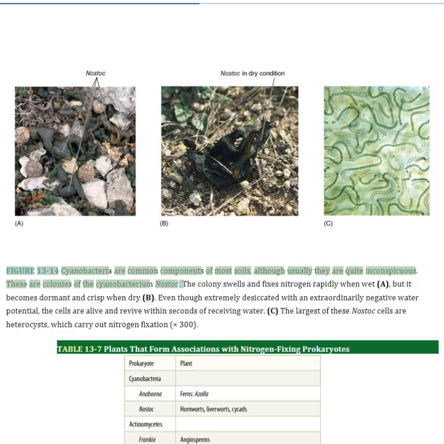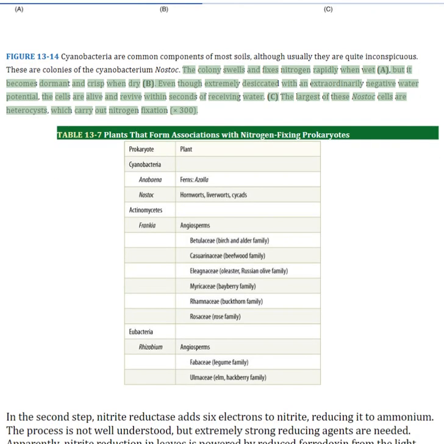Figure 13.14: Cyanobacteria are common components of most soils, although usually they are quite inconspicuous. These are colonies of the cyanobacterium Nostoc. The colony swells and fixes nitrogen rapidly when wet, but it becomes dormant and crisp when dry. Even though extremely desiccated, with an extraordinarily negative water potential, the cells are alive and revive within seconds of receiving water. The largest of these Nostoc cells are heterocysts, which carry out nitrogen fixation.